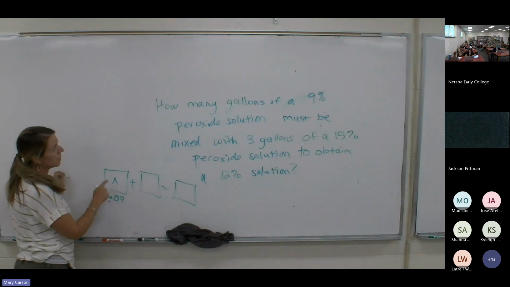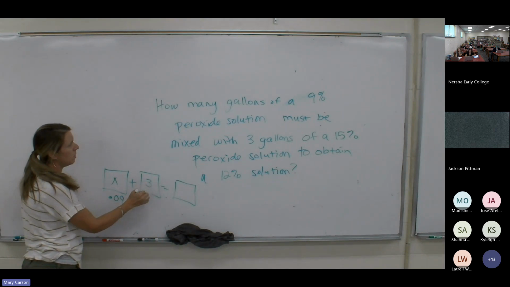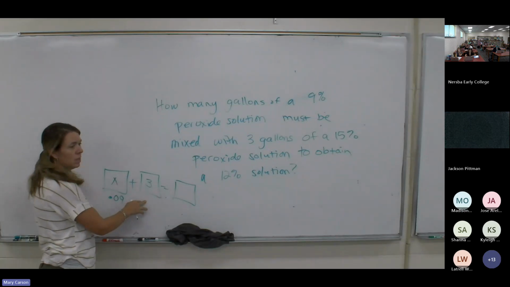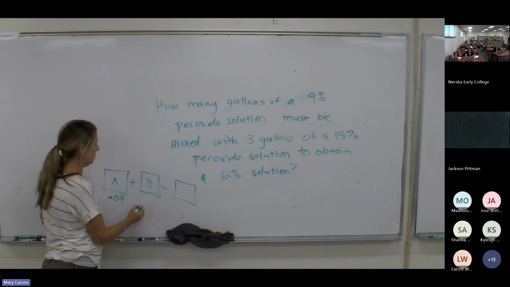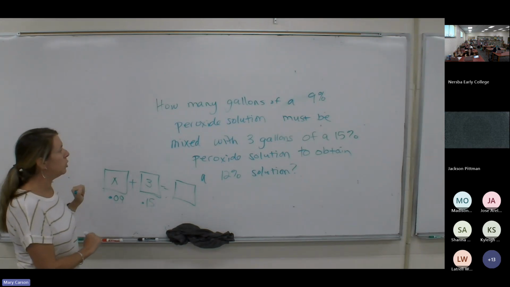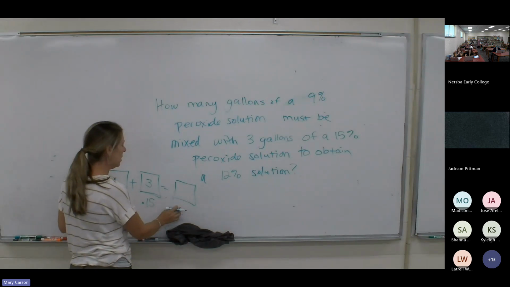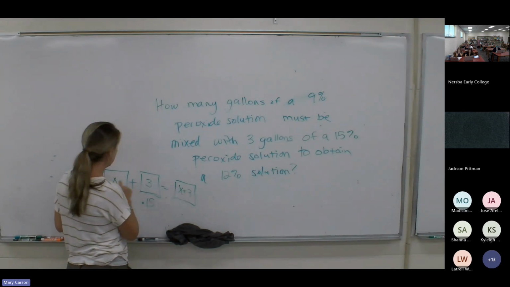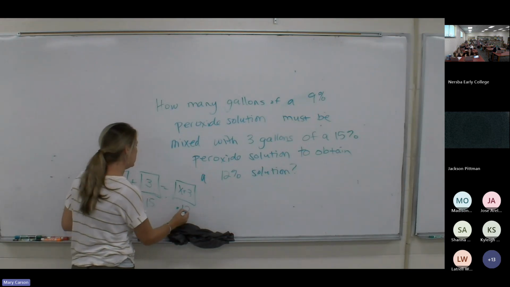So X and then 0.09 must be mixed with 3 gallons, so this is going to be 3 of a 15%, so what would that be? That one would be 0.15, to obtain a 12% solution. So what's going to go here? X plus 3. So remember, you have to combine these two. It's your combined mixture. And then this is going to be 0.12.